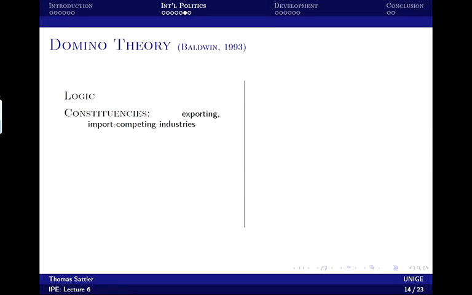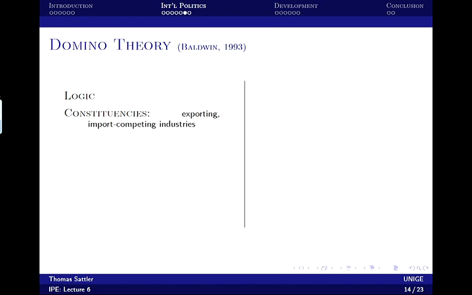Another explanation that's actually more in line with what we've talked about last week, it starts from the same presumptions, is domino theory, which became really popular in the 1990s. And it basically explains how once we just have one agreement, how this leads to a second agreement, and how the second agreement then leads to a third and a fourth and a fifth and so on.